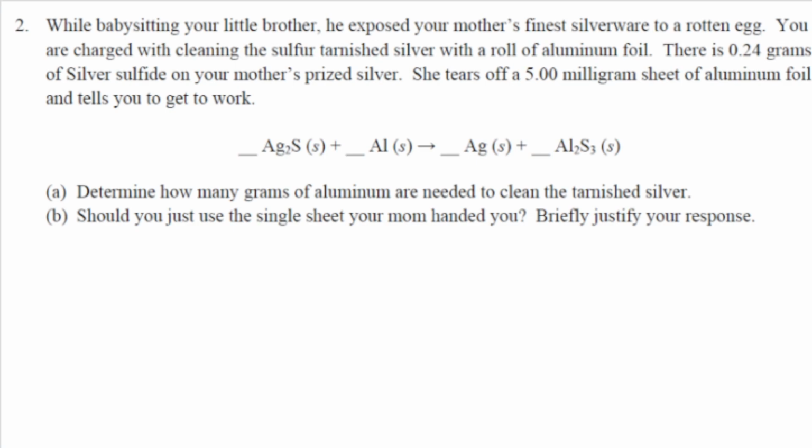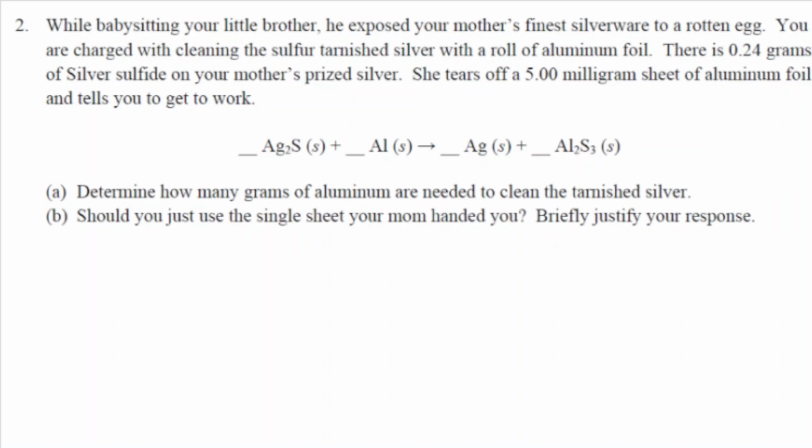All right, and it reads, while babysitting your little brother, he exposed your mother's finest silverware to a rotten egg. You are charged with cleaning the sulfur tarnished silver with a roll of aluminum foil. There is 0.24 grams of silver sulfide on your mother's prized silver. She tears off a 5.00 milligram sheet of aluminum foil and tells you to get to work. We have the unbalanced chemical reaction shown below, and we have to determine how many grams of aluminum are needed to clean the tarnished silver. And then should you use just a single sheet your mom handed you? Briefly justify your response.